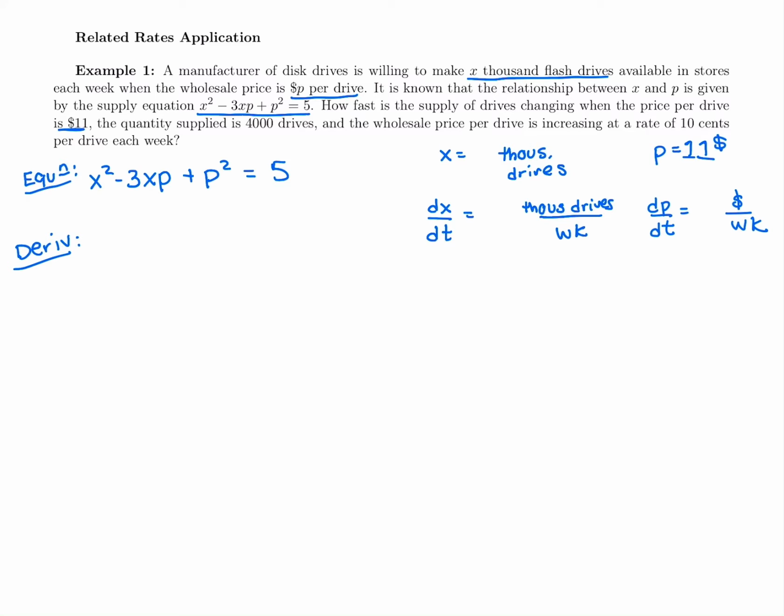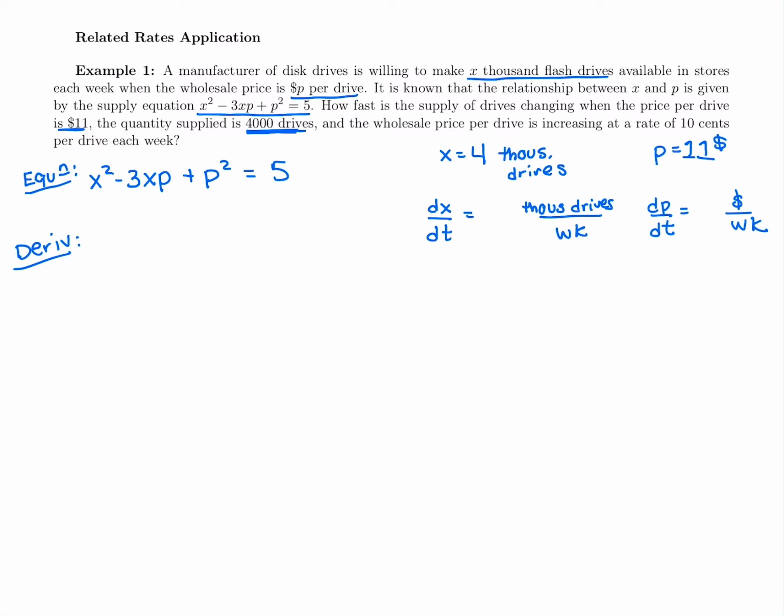The quantity supplied is 4,000 drives, so be careful. This is going to be either x or dx/dt, because we're talking about the drives, not the price. And it's not a rate of change. It's not saying it's decreasing by 4,000 drives per week. It's just in drives. And we want to make sure we put x as being 4. That stands for 4,000 drives.